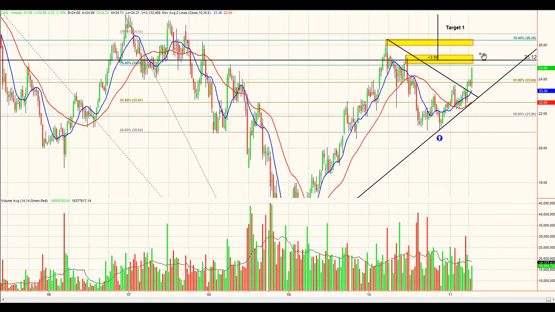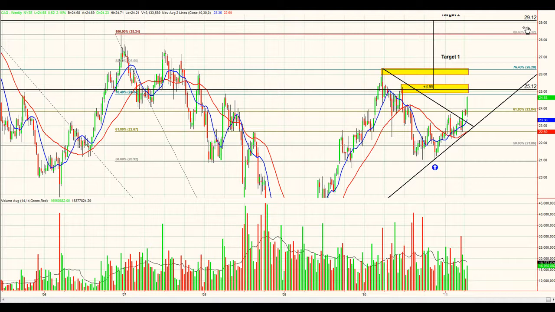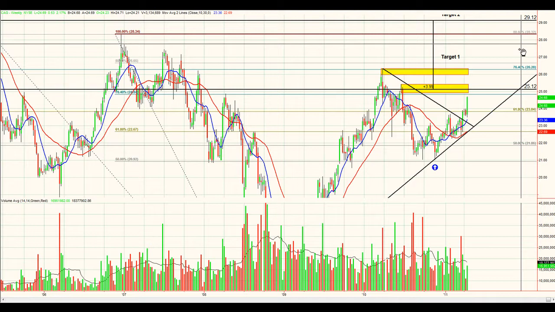So where would be a good entry point? A good entry point would again be the pullback to the 24.40 to 24.50 level. You might even see this pull back to the $24 level. And if this pulls back to the $24 level, along with a market pullback, I would consider that a very, very strong buy. So entry at 24.40 to 24.50, target 1 at 26.25, and target 2 at 29.12.